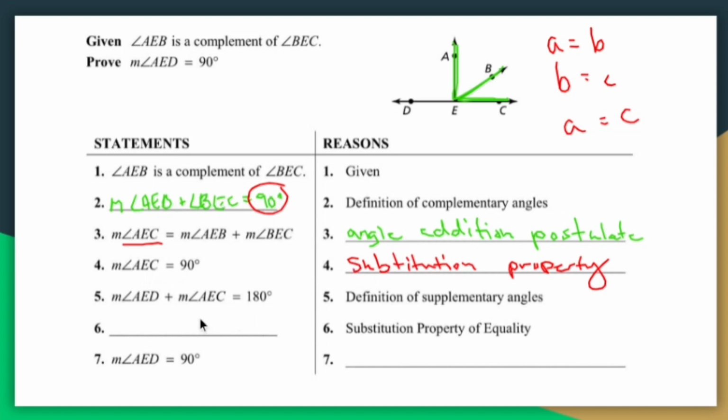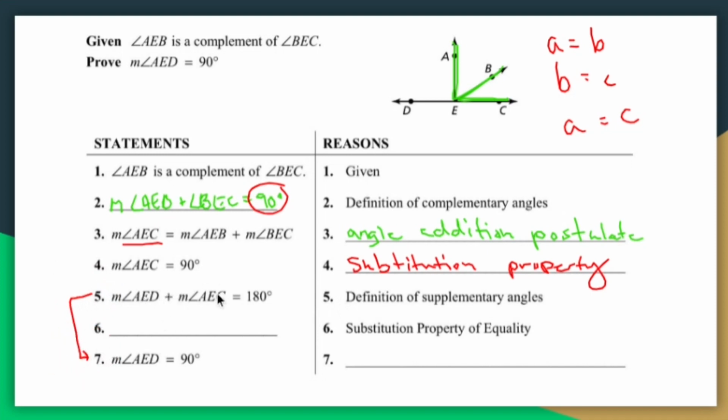Okay, substitution property. Now we're down to the measure of angle AED plus the measure of angle AEC equals 180 degrees by the definition of supplementary angles. So even though I don't say supplementary up here, I see that all of this gives me a perfectly straight line. So they're saying, well, let's just add AED, which is U, and AEC, which is U, and make it 180. My next step is to do the substitution property of equality. So what they want me to do is replace something up here so that I can go from 5 to 7.